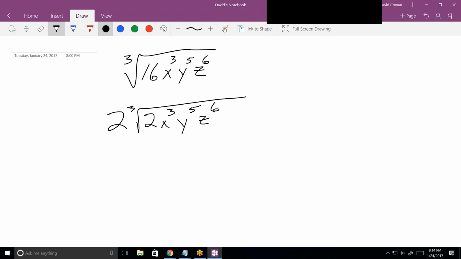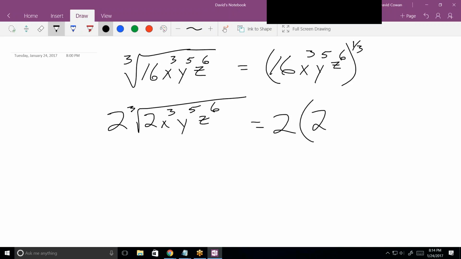That is, if we write everything with a fractional exponent, cube root is the same as taking something to the 1/3 power. When you do it this way, you can merely apply the rules of exponents. I still can pull a 2 out, leaving a 2 behind. In other words, I can get it to this point.